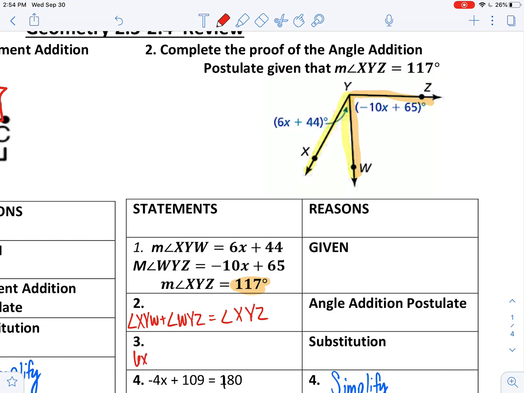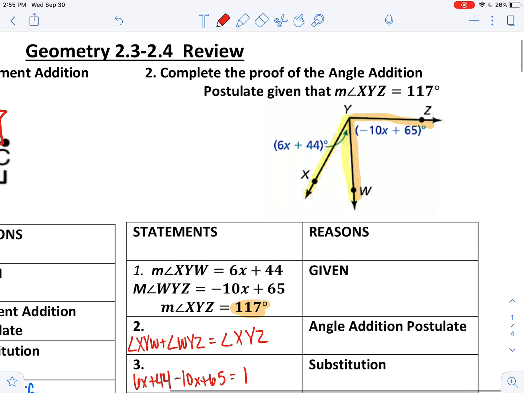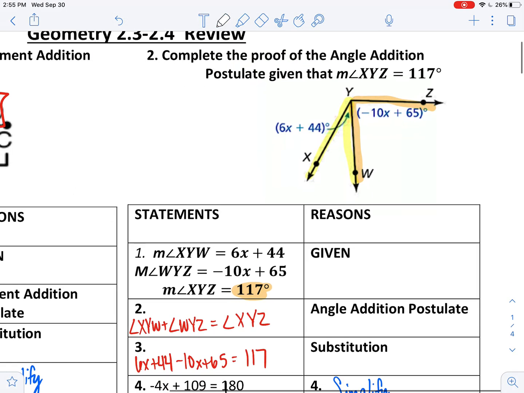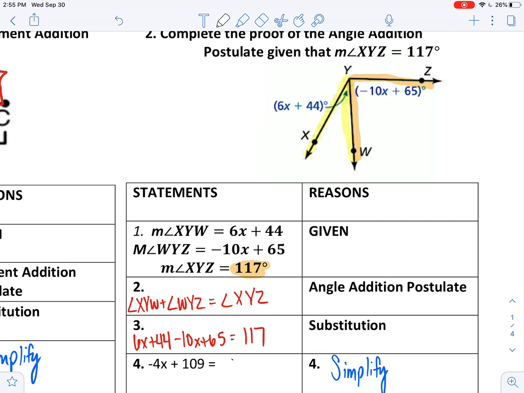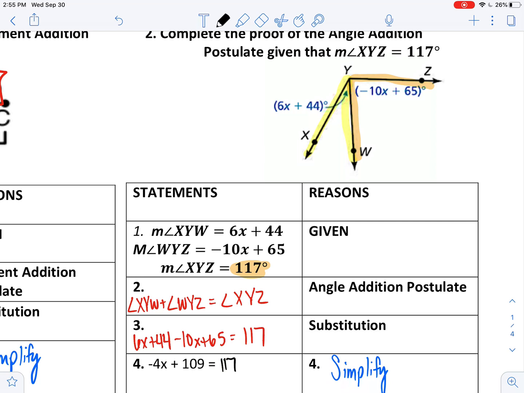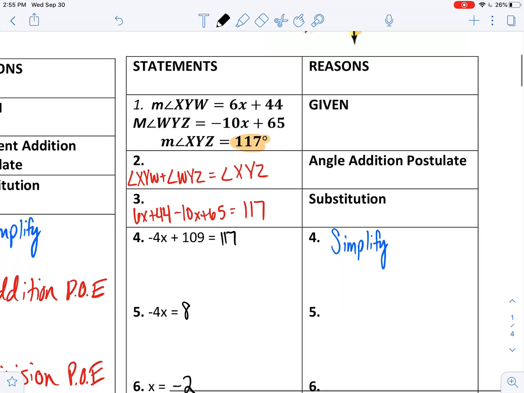XYW is 6x plus 44. I add that to WYZ, which is negative 10x plus 65. And that's going to be equal to the whole angle, which is 117. So my whole angle there is 117. And it simplifies it for me next.